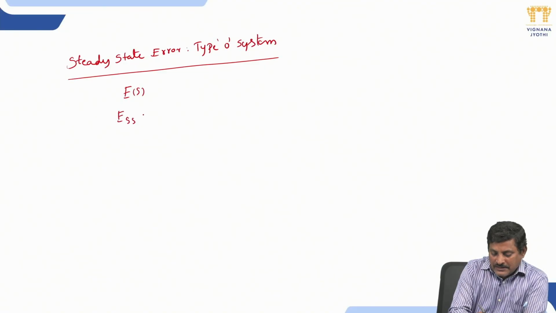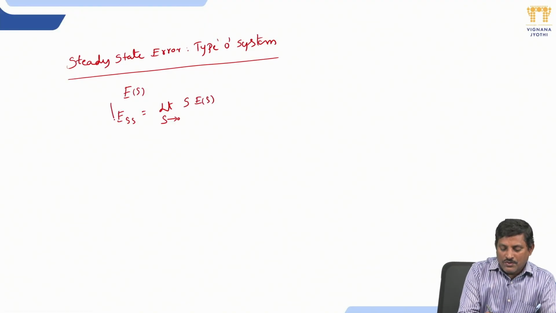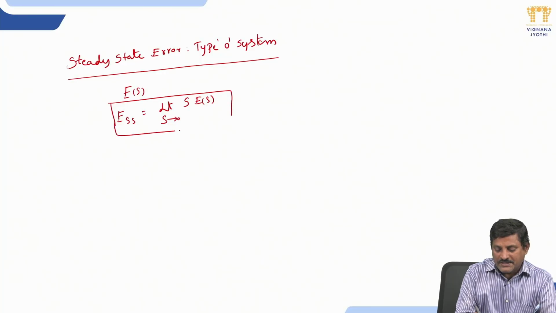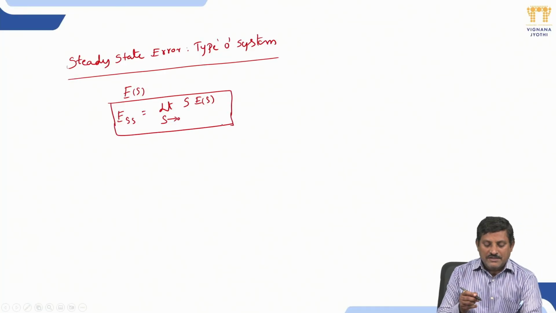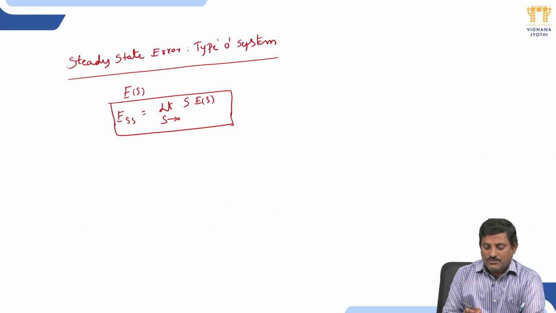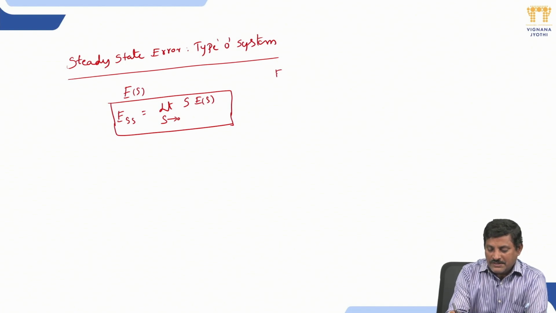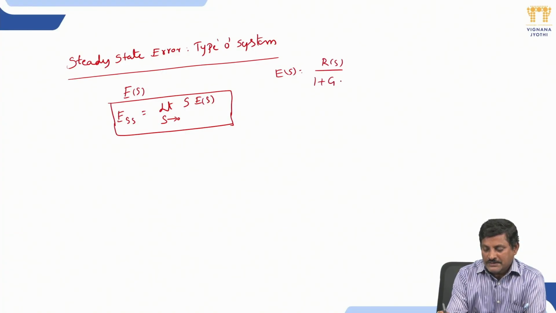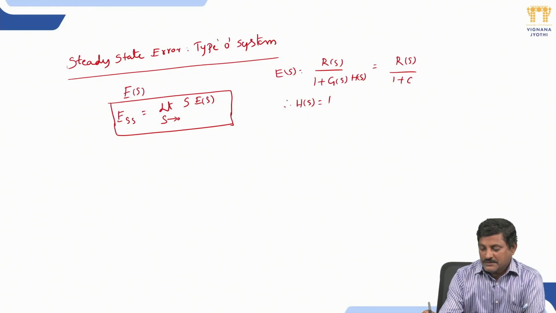That is, e_ss is equal to limit s tends to 0 of s into E of s. This is the final value theorem representation. That is, e_ss, the steady state error, is equal to limit s tends to 0 of s into E of s. What is E of s? E of s is R of s by 1 plus G of s H of s. So H of s is a negative unity feedback system, so that H of s is 1, and E of s is R of s by 1 plus G of s.